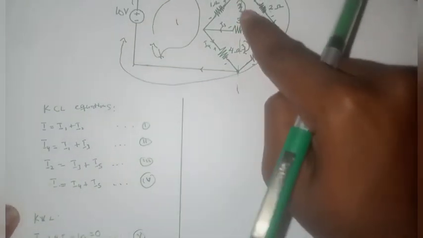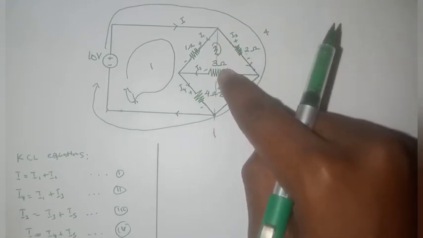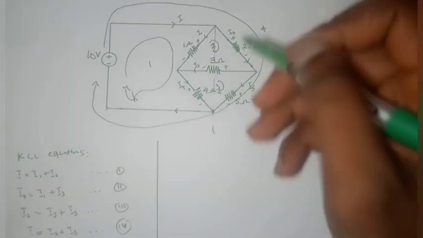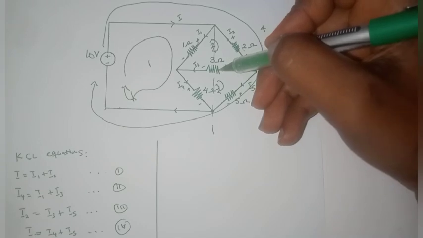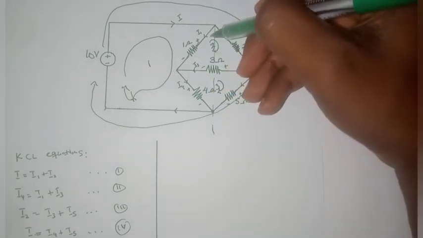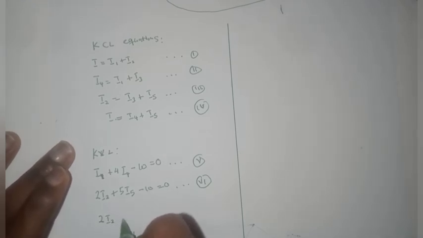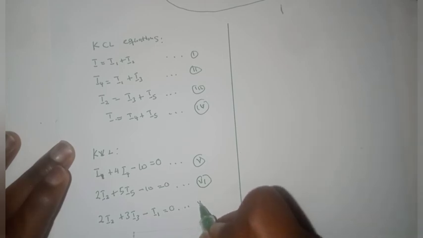Then we come here and write another KVL equation. So there we say plus 2I2 plus 3I3 minus I1 equals 0. So 2I2 plus 3I3 minus I1 equals 0. Let's call that our seventh equation.